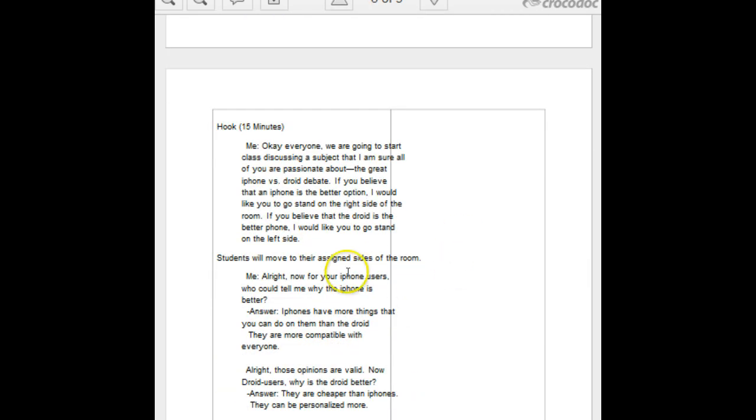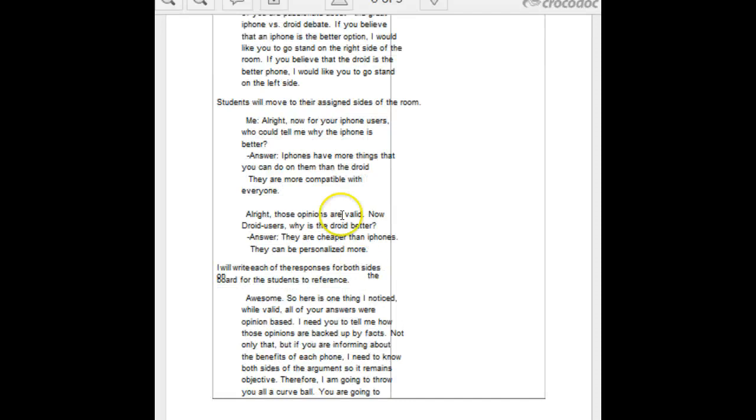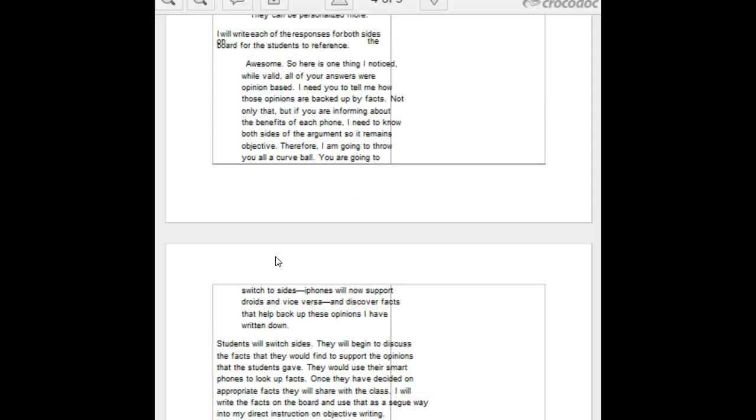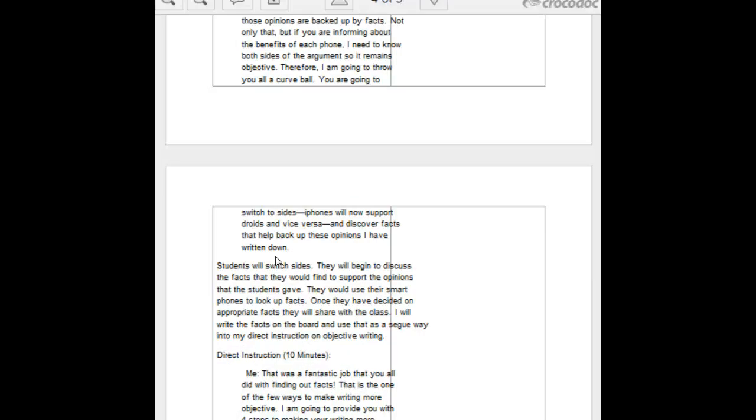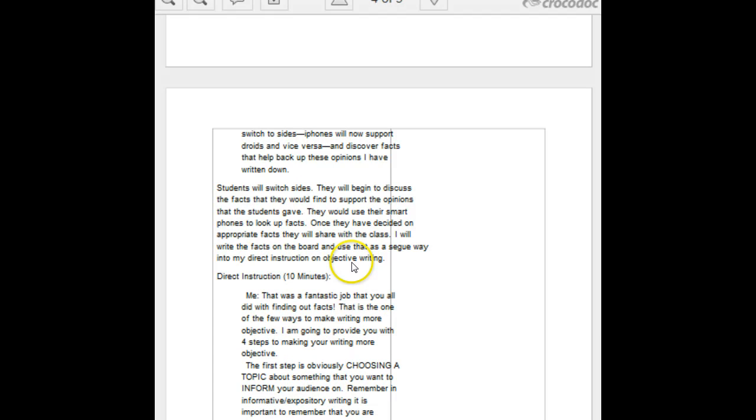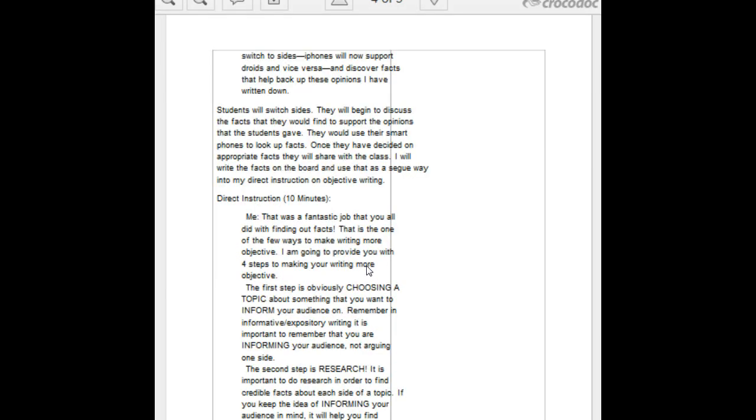So, you've got this cool idea, and I really like it, to open up this in-class debate, right? That you're very passionate about these things, okay? And then you say, all right, those opinions are valid, right? And you start using, you introduce some of the terminology. So that's really good, all right? Then you have them switch sides, and you're going to write the facts on the board and use it as a segue into direct instruction, all right?